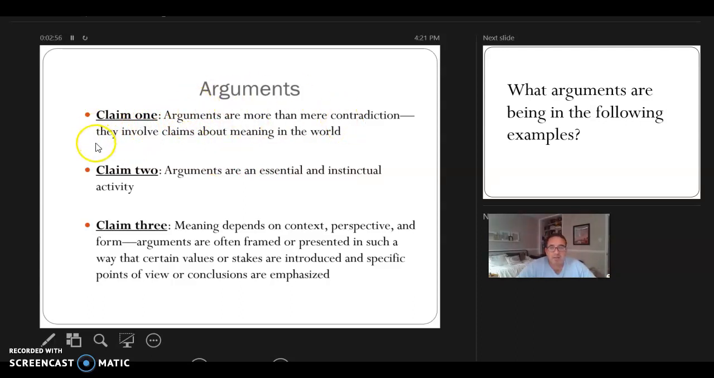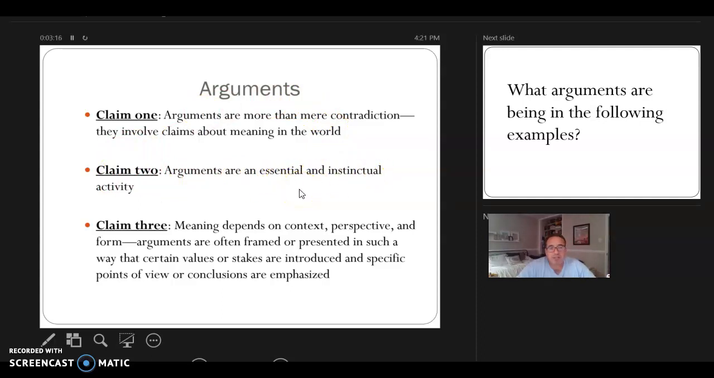So the Monty Python video, they involve claims about meaning in the world. So arguments can be mere contradiction. You are technically arguing, but an argument as we use it in kind of an academic rhetorical sense, is about making a claim about meaning in the world. Okay. Claim number two, arguments are an essential and instinctive activity.